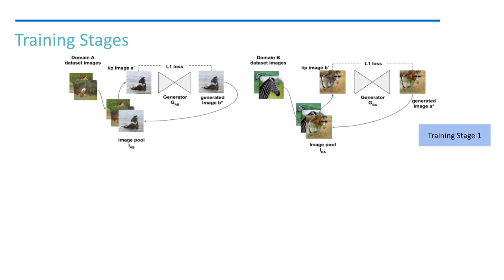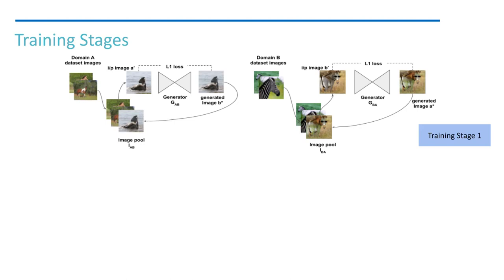In training stage 1, in the initial stages of training, the translated images appear closer in appearance to the source domain with very few target domain features. Therefore, we interleave the translated images from the generator with the source domain images using the same image pool. Image pool IAB would pull in images A from the source domain A and the generated images B star from generator GAB, while IBA would pull in images B from source domain B and generated images A star from generator GBA.